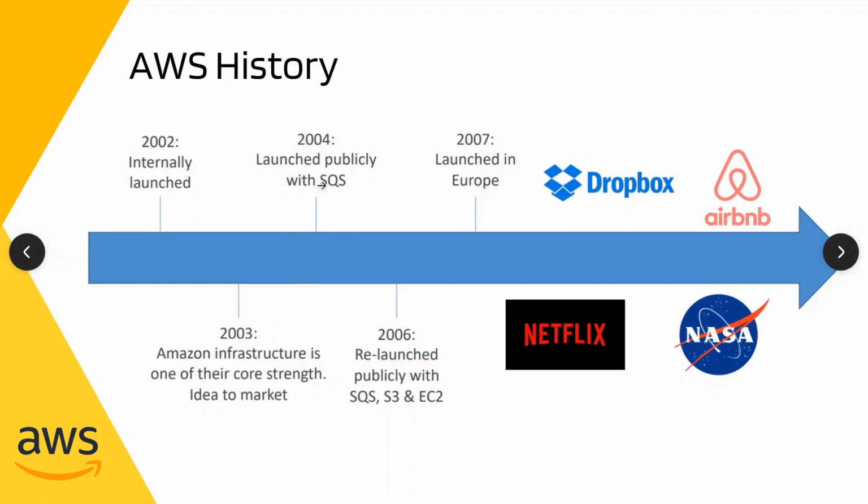SQS is simply a service of AWS. Later on, I will cover this also. Publicly, they launched in 2004, and they relaunched in 2006. In 2007, they launched AWS in Europe first. And now we can see that Dropbox, Airbnb, NASA, Netflix, all of them use AWS services. They started internally in 2002, and by 2007 they launched in Europe.